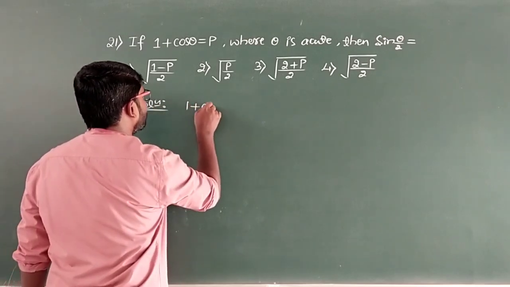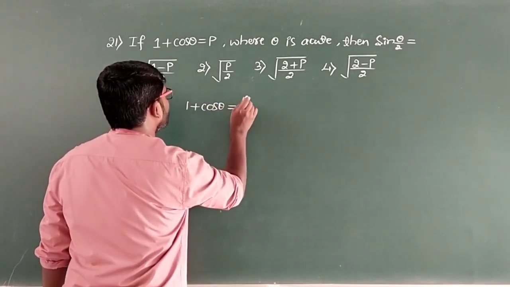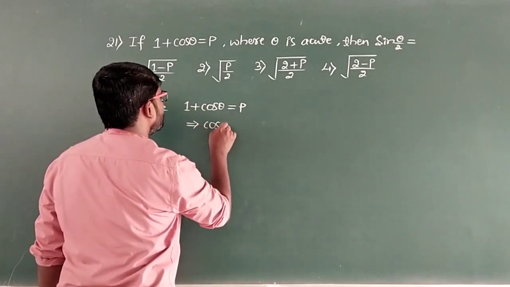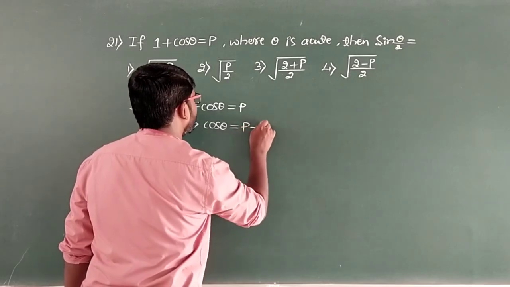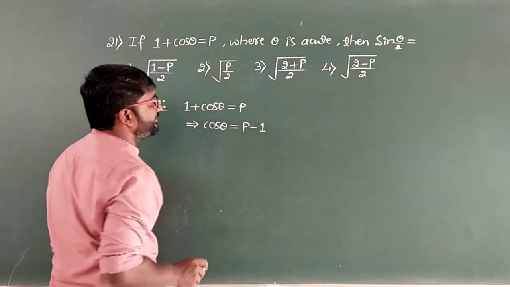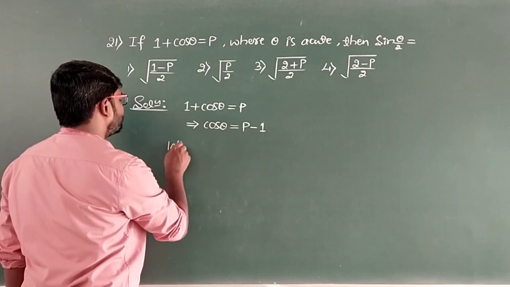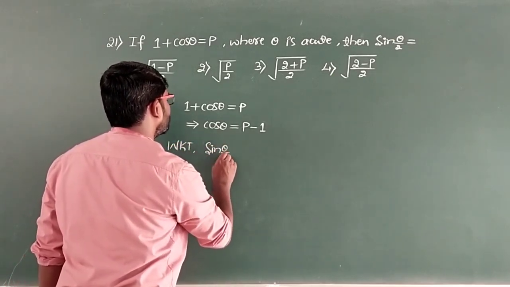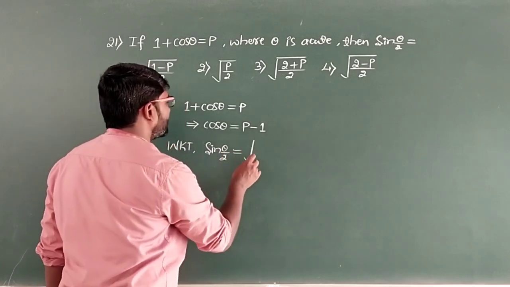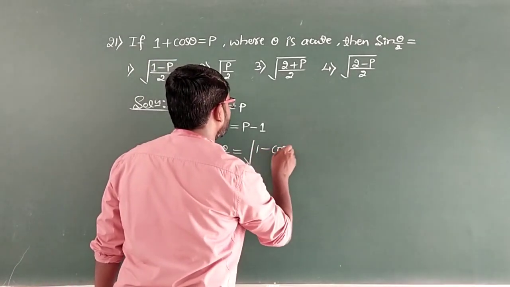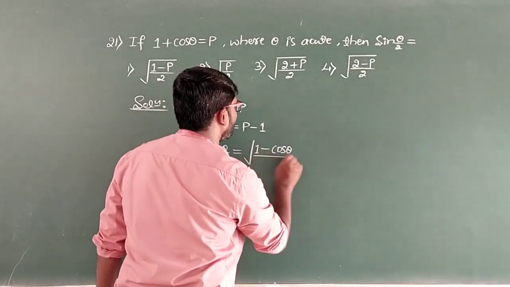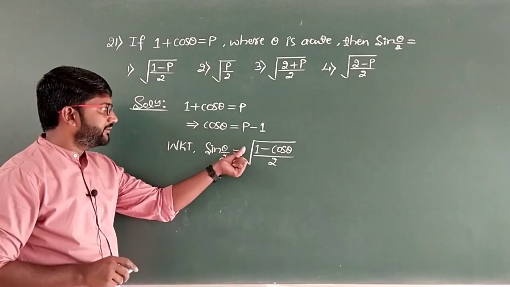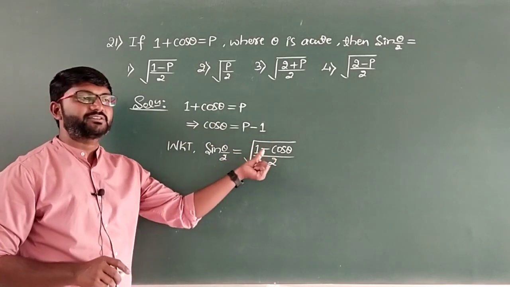1 plus cos theta, this is equals to P, then from this cos theta which is equals to P minus 1, and we know that sin theta by 2 which is equals to square root of 1 minus cos theta whole divided by 2, since theta is acute angle, that is why we have taken plus square root of 1 minus cos theta by 2.